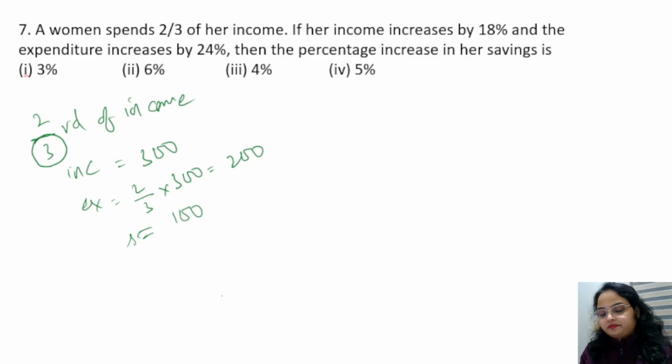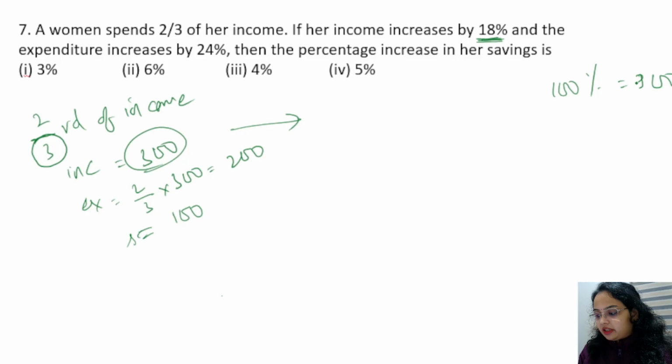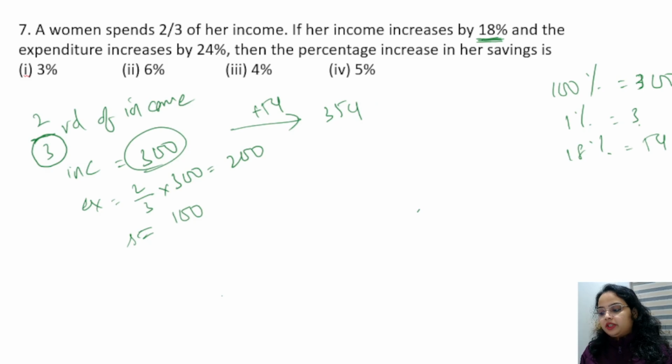It is 100. If her income increases by 18%, see here 100% is equal to 300. What is 1% here? 1% is equal to 3. So what is 18% here? It is 18 into 3, 54. So for 300, 54 rupees is increased. It is 354. 354 is the new income.